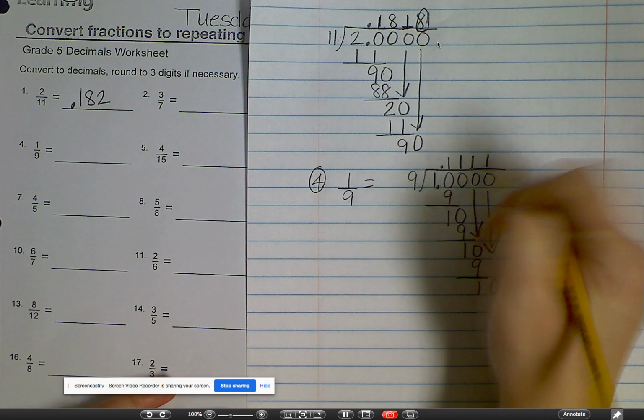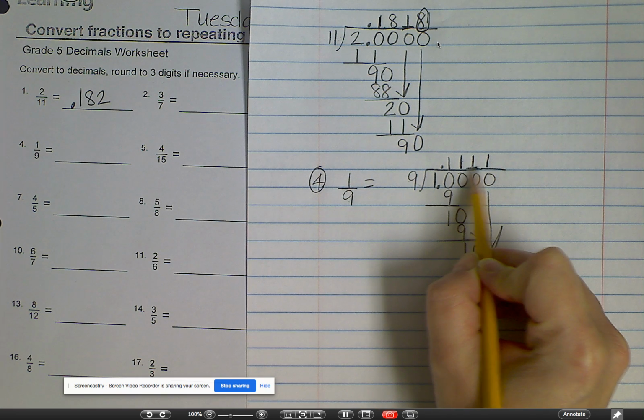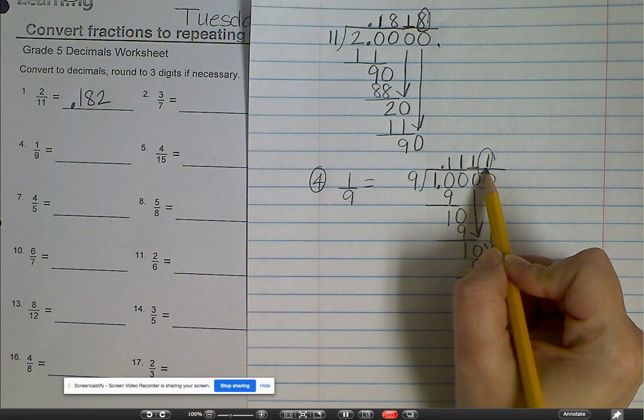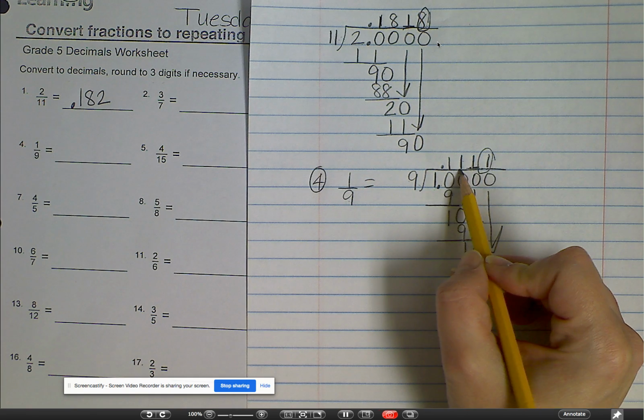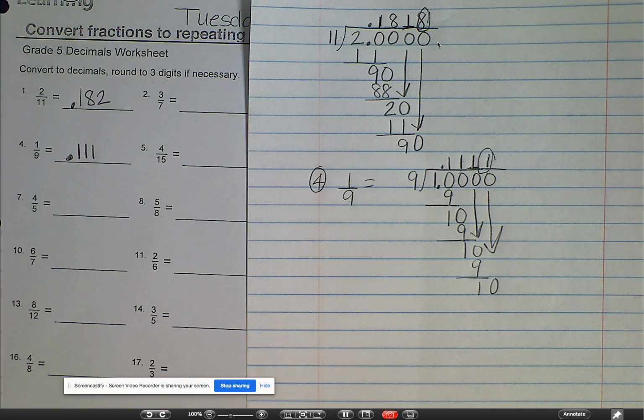So the only reason why I got that 4th number is just so I could round it. So I'm going to underline the 3rd number and then circle next door because I want to round this. And 1 is not big enough. So the answer to number 4 is going to be 111 thousandths.